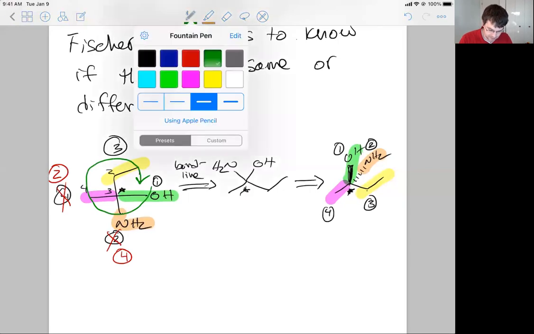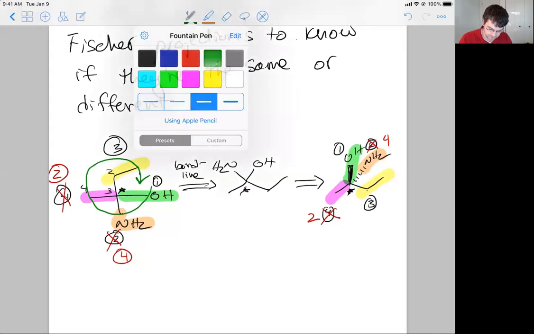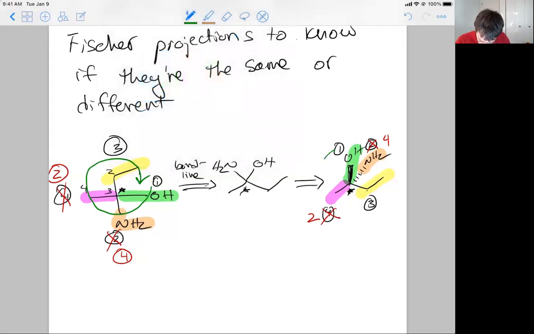Now I'm going to do the exact same thing over here. With bond line structures, we replace 4 with whatever is in the back. So then 2 goes right here and 4 goes right here. Now I go 1 to 2 to 3. As I look, did I do this right? I have S and I have R, times -1.